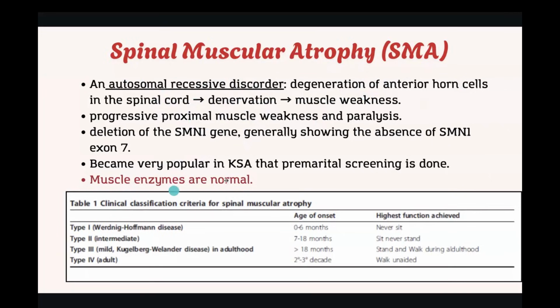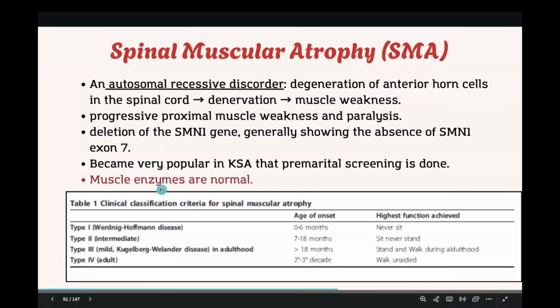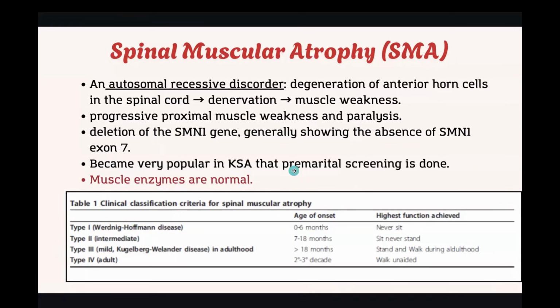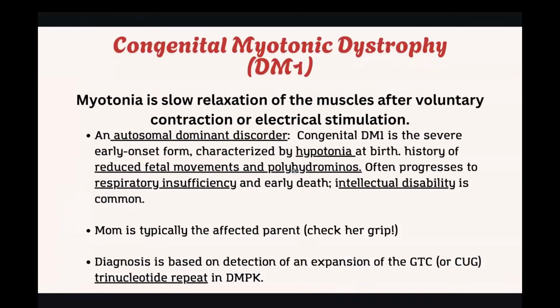Here, the muscle enzymes are normal. And why is that? Because the inflammation is not in the muscle itself. Again, it's in the spinal cord. Now, the doctor really emphasized on how this is becoming very popular in KSA, and that premarital screening is done for it. Here we have the classification criteria for the spinal muscular atrophy. Again, just for the sake of completion, I don't think she's going to ask you something this advanced.